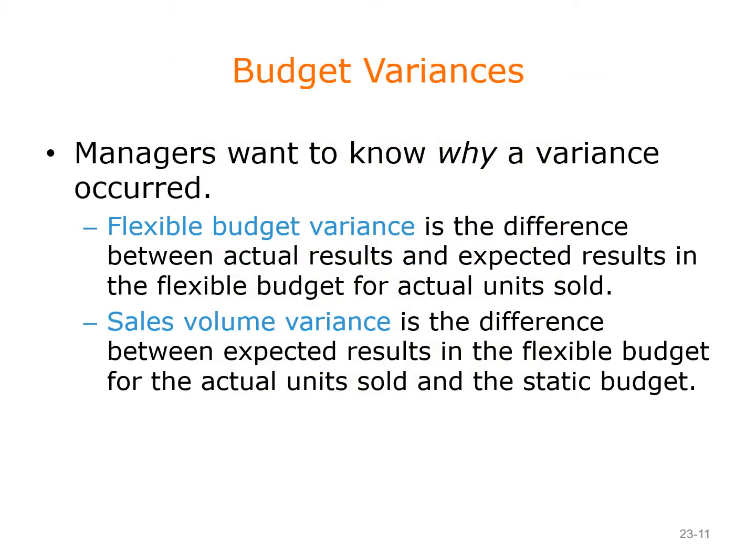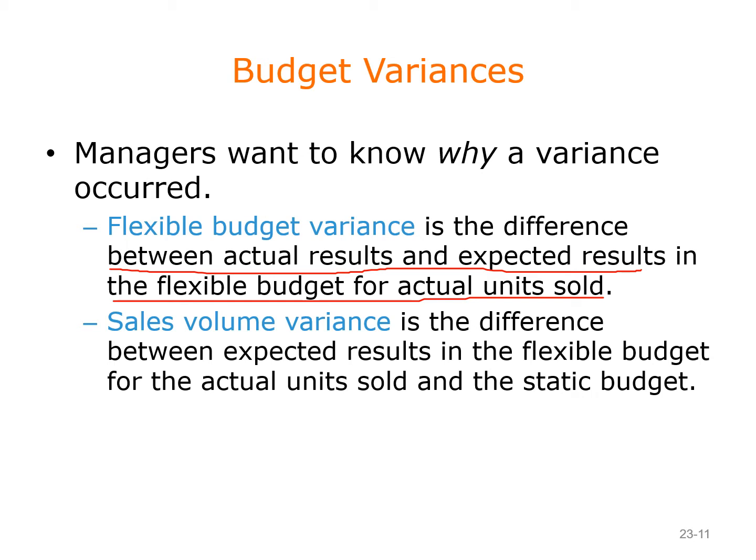So in order to use that in an effective way, we have to prepare a budget variance. The manager wants to know why a variance occurred, because the flexible budget variance is the difference between actual result and expected result in the flexible budget for actual units sold. Again, in the static, we compared the actual with the only budgeted level that we did. In the flexible, we will do the same, except that we are going to prepare the budget using the actual number of units achieved.